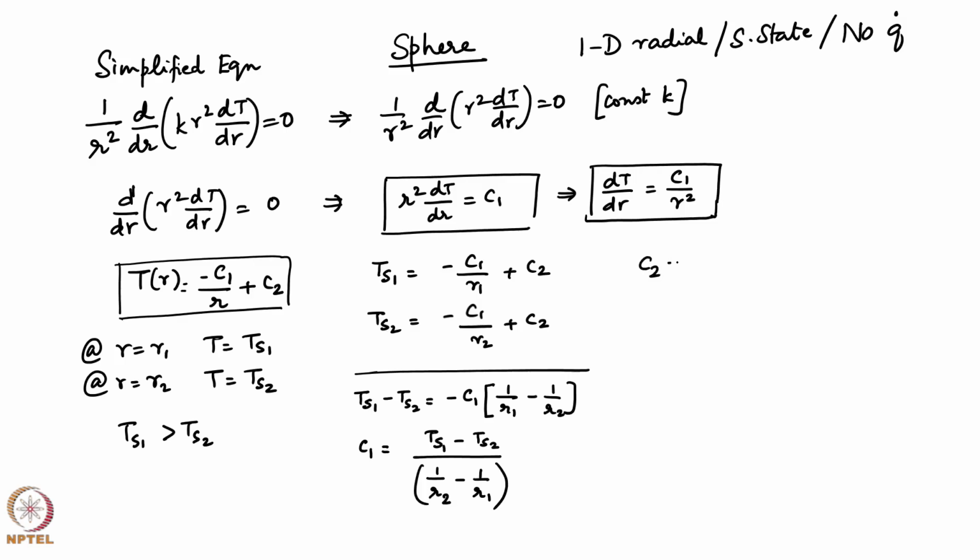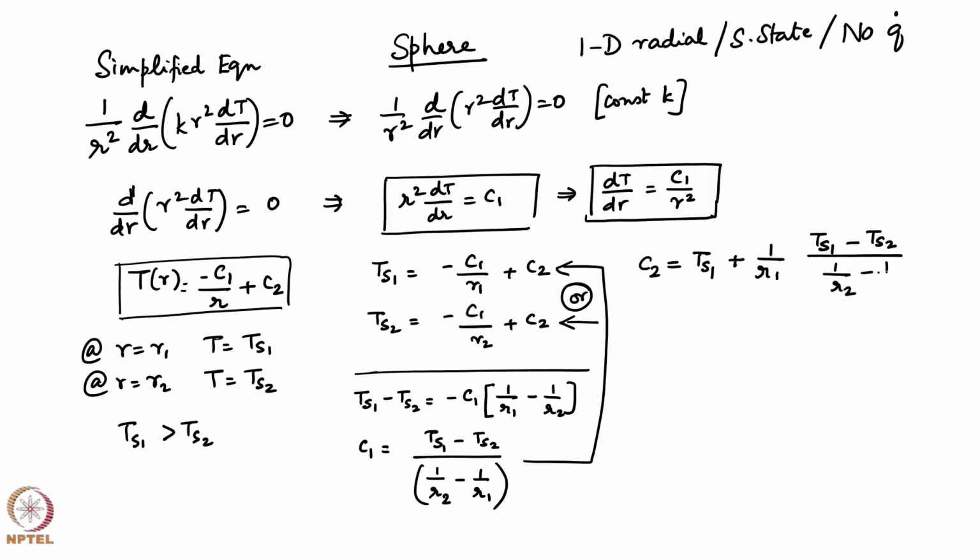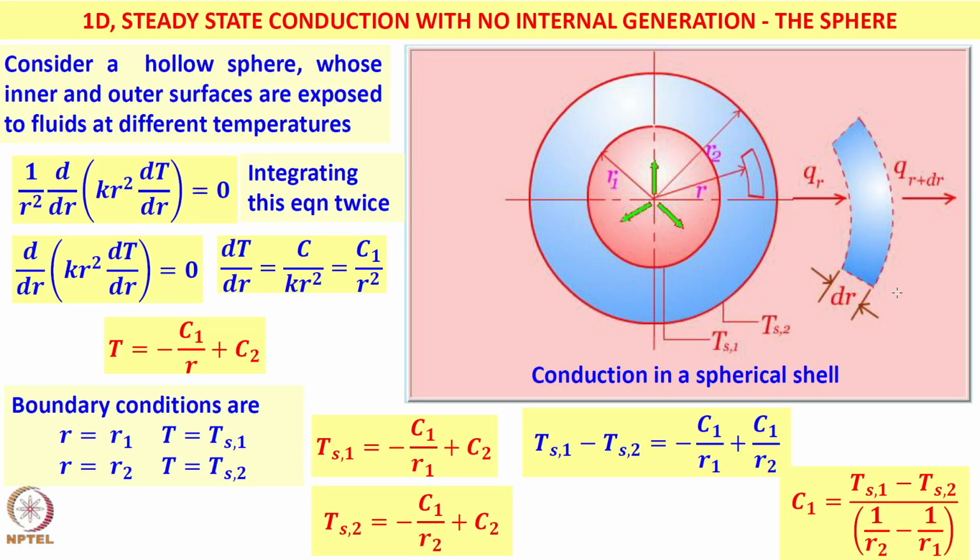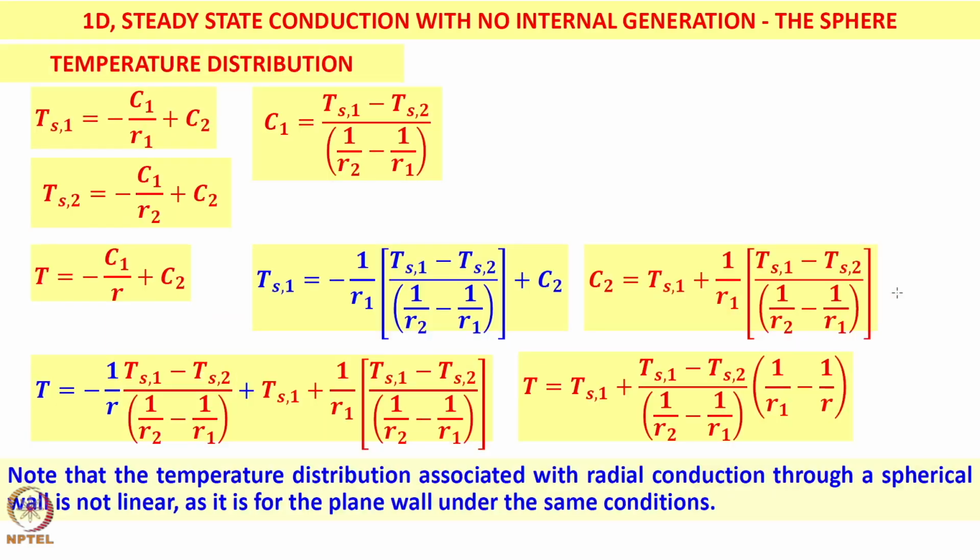So, this is C1, and you substitute here for getting C2. I am not going to do the maths. You substitute this in either of these equations, and you get C2 is equal to Ts1 plus 1 by R1 times Ts1 minus Ts2 divided by 1 by R2 minus 1 by R1. Once you do the maths, and that's all shown here in the slides, you have C2, you have C1, and you put all these together.